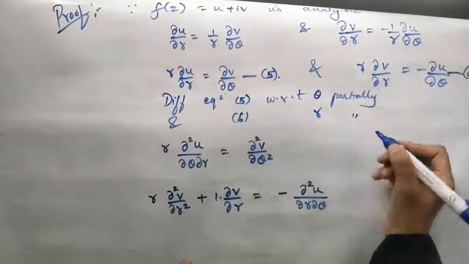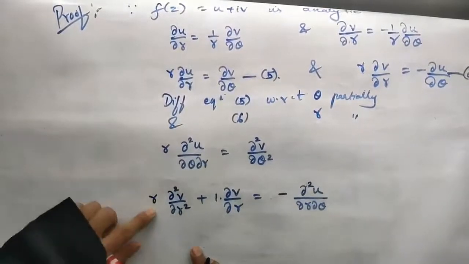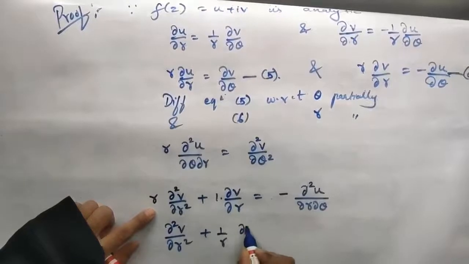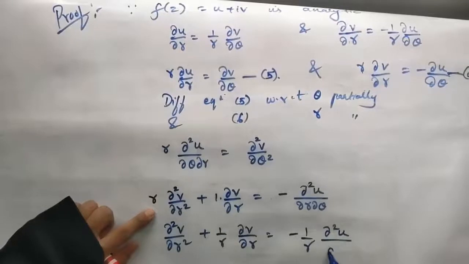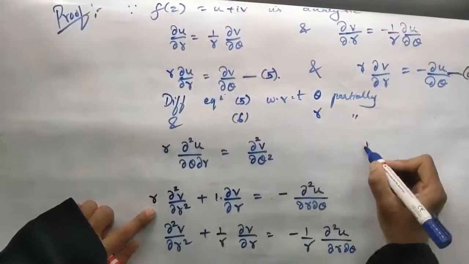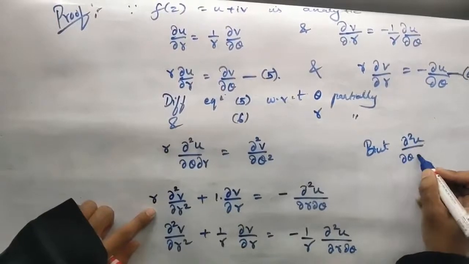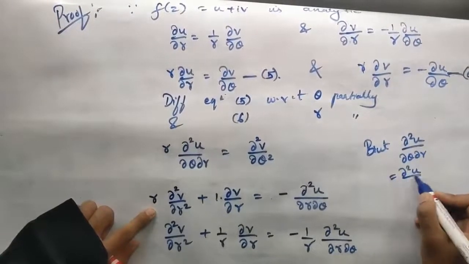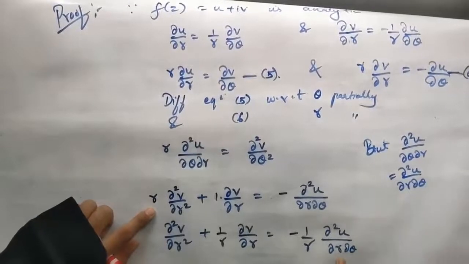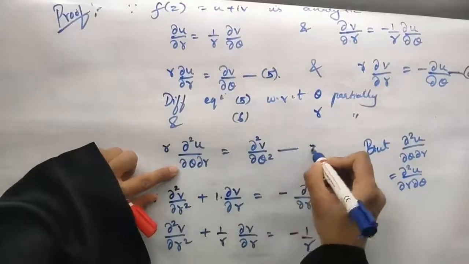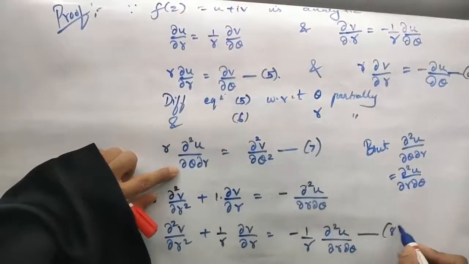Now I do not want r over here to appear, so I'll divide throughout by r, so you will get ∂²v/∂r² + (1/r) ∂v/∂r = −(1/r) ∂²u/∂r∂θ. But just the same thing we have done before, ∂²u/∂θ∂r is always equal to ∂²u/∂r∂θ, which means I can replace this value over here. Okay, so this I'm going to call equation 7. This I'm going to call equation 8.